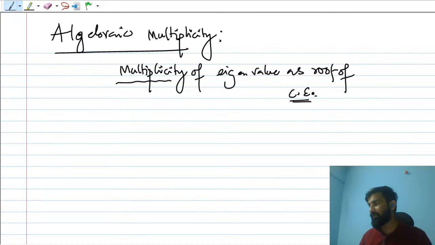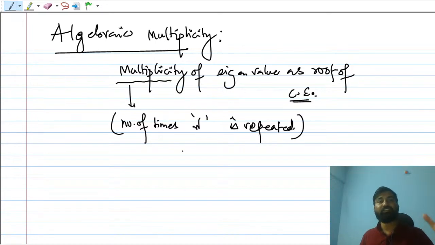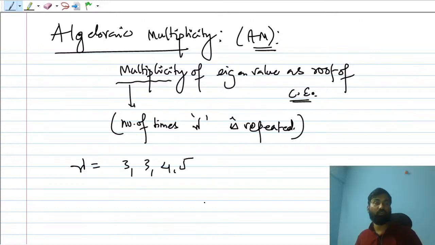The basic definition is the number of times lambda, the eigenvalue, is repeated. That is the meaning of algebraic multiplicity, or we call it AM. Please keep in mind how many times the eigenvalue gets repeated. I'm just going to give you an example. Suppose lambda is given as 3, 3, 4 and 5. There are four eigenvalues.